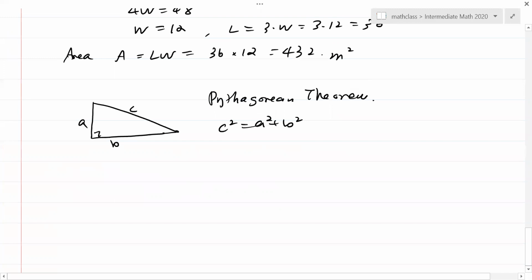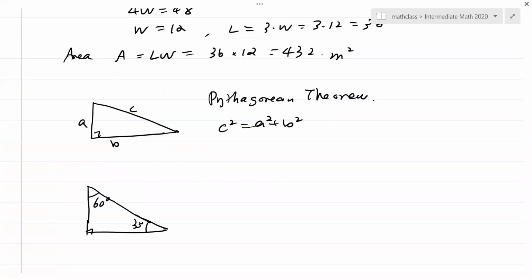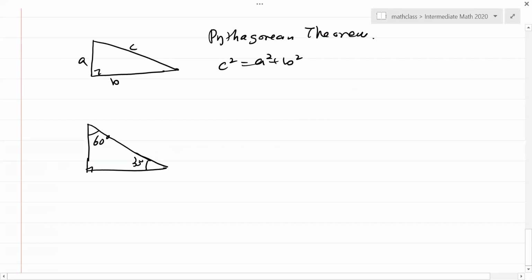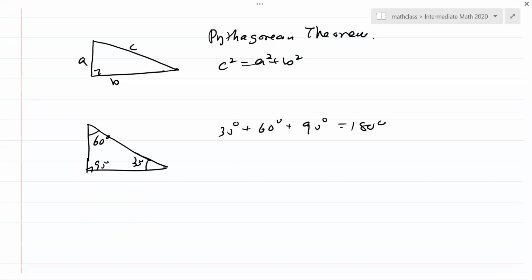Now there is a special right triangle, and it is going to have a 30 degree angle here and a 60 degree angle there. This is 90 degrees. So 30 degrees plus 60 degrees plus 90 degrees is going to be 180 degrees. This is a special triangle. Now we want to know what kind of relationship exists among the sides.